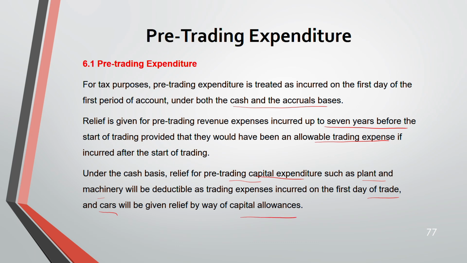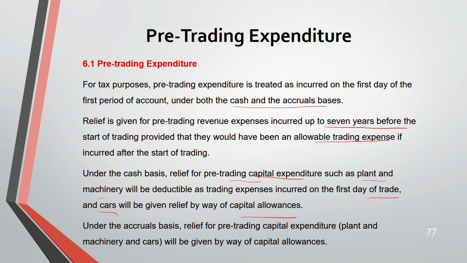Okay, you claim capital allowance for it. So the relief is given by way of capital allowances. Now, under accrual basis, for both plant and machinery and cars, the relief will be given by capital allowances only. So for cars, capital allowance applies under cash basis, but under accrual basis, all the assets get capital allowances, along with the car. This is for pre-trading capital expenditure.